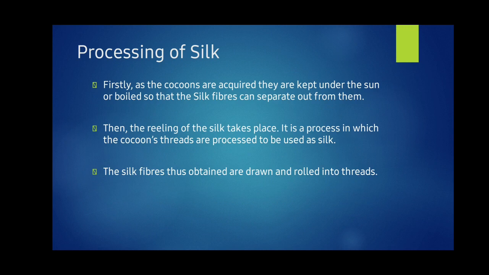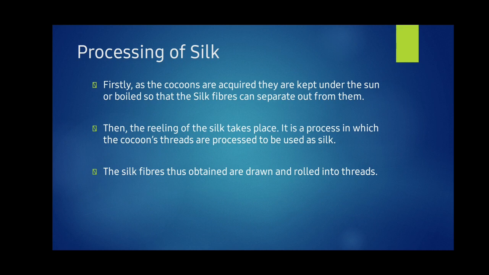Once the cocoon has formed and we are ready to get silk, what do we have to do? Firstly, as the cocoons are acquired, they are kept under the sun or boiled so that the silk fibers can separate out from them. Once the cocoons are ready, we can heat them directly in the sunlight. If it is not enough heat, we can boil them. While boiling, we obtain the silk fibers.